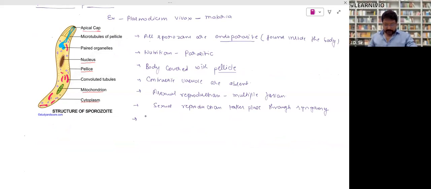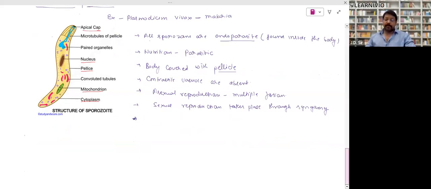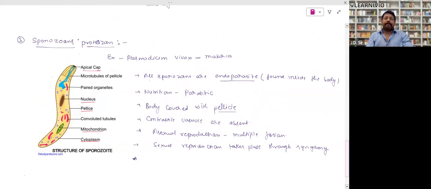And Plasmodium vivax, I have already told you, it spreads malaria, right? Tell me, is it clear? All points clear? Yes, sir. Okay. So we have discussed all points. Like what is multiple fission, what is syngamy. You came to know what is pellicle. You know what is endoparasite. I have already explained, right? Keep these points in your mind, right?